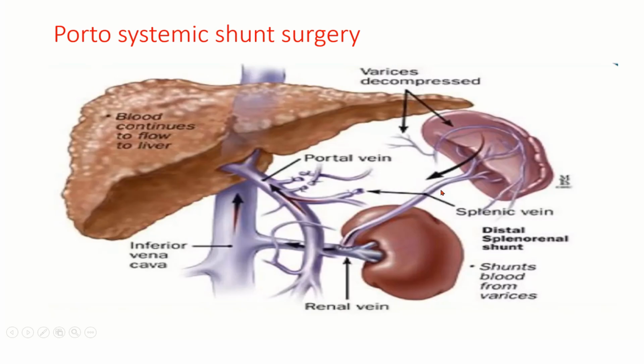You can see here the splenic vein is grafted to the left renal vein. So whatever blood is coming here goes into the left renal vein, and ultimately it goes to the inferior vena cava, and then to the right atrium. So it is bypassing the liver.